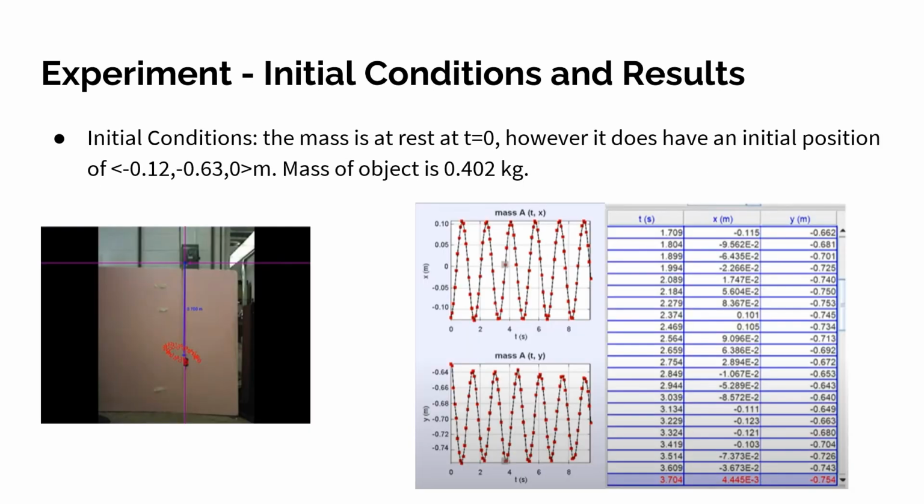At t equals 0, the mass was at rest. However, it did have an initial position of negative 0.12 meters in the x direction and negative 0.63 meters in the y direction. The mass of the object was 0.402 kilograms. Here you can see the graphs and data yielded by the tracker of the x position versus time and y position versus time.